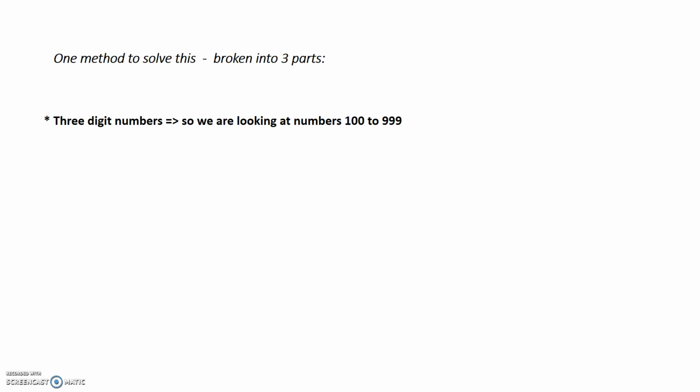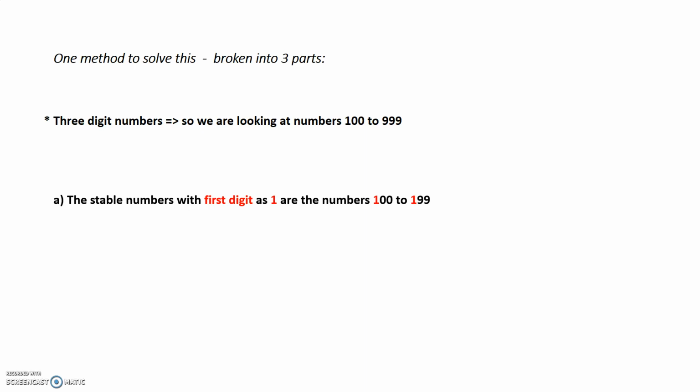Okay, so the first part, we need a 3-digit number. So we're looking at the numbers from 100, including 100, to 999. The first part, the stable numbers with the first digit, if it's the first digit, we're looking at 1 as the first digit. So the numbers are 100 to 199.